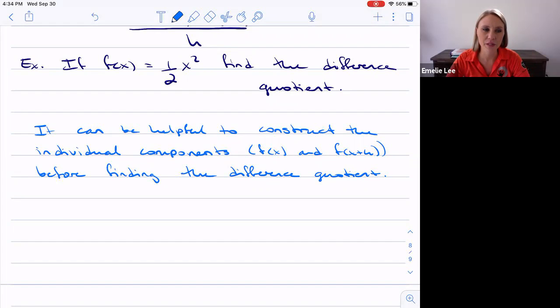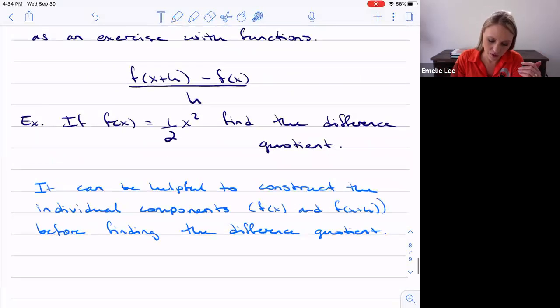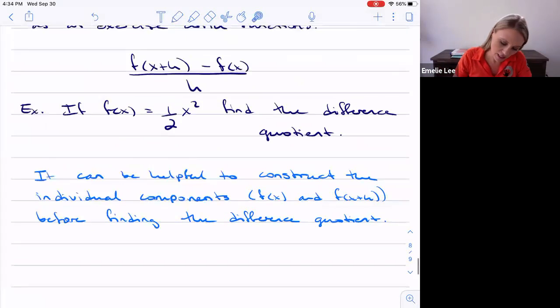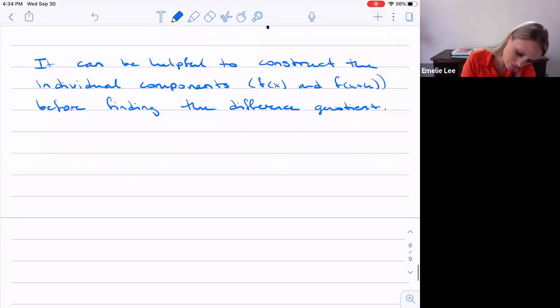So I just made a little note here while I was letting you guys work on it. It can be helpful, like I said, to construct the individual components of f of x and f of x plus h before finding the difference quotient, just because it's easier to miss parts if you're doing it all at once. Now, as you get better at these, you will probably just start building this whole thing up immediately, but for now, let's start by finding f of x.